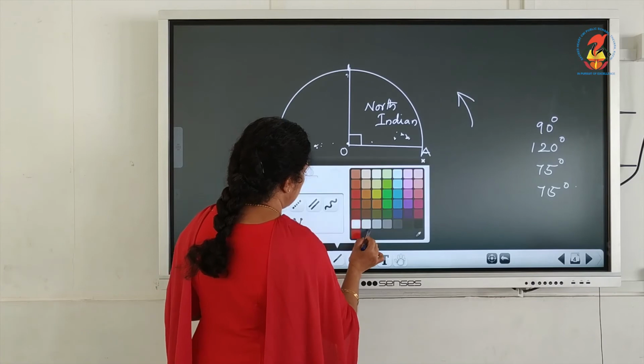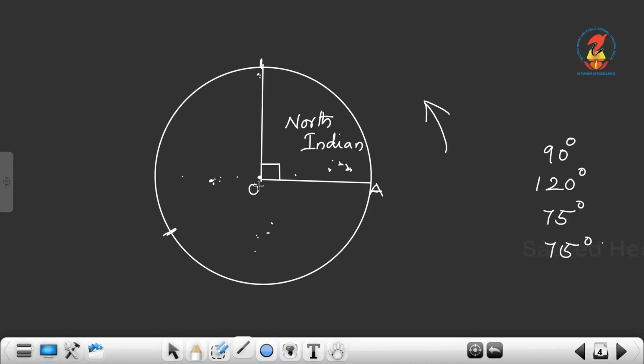Then join. So the angle will be 120 degrees. 120 is South Indian. Then this one should be our line. Next you have to keep the protractor at this line, then 75 degrees. Keep the protractor in this way.